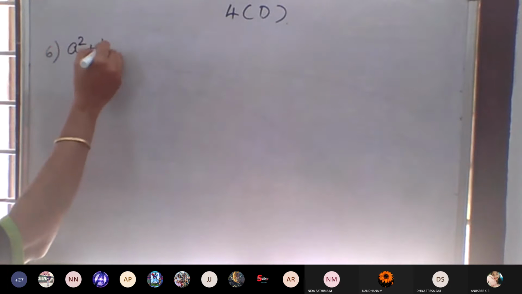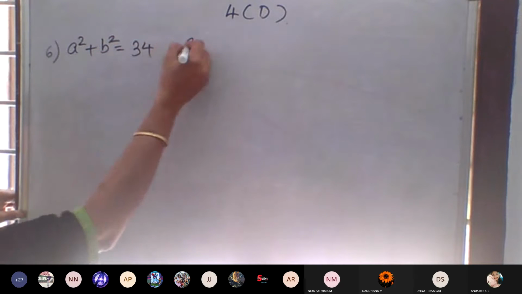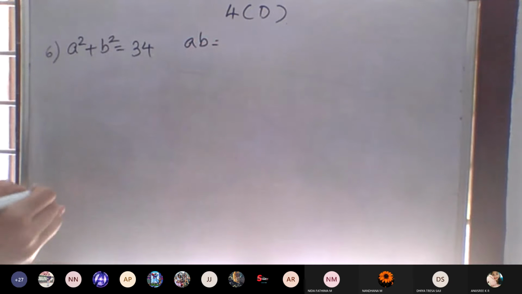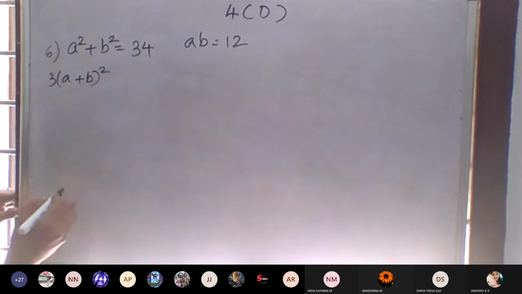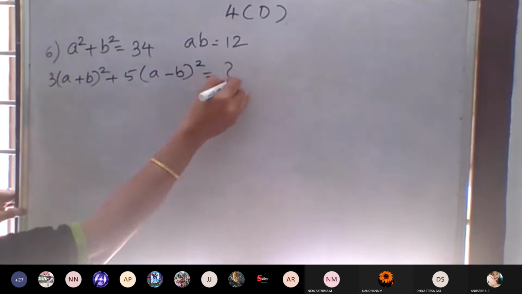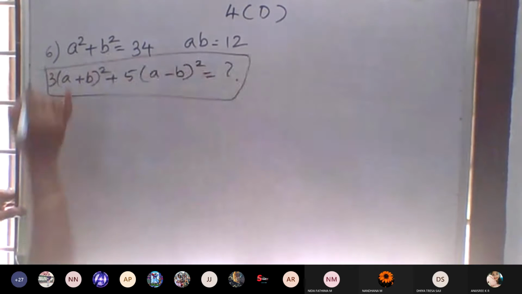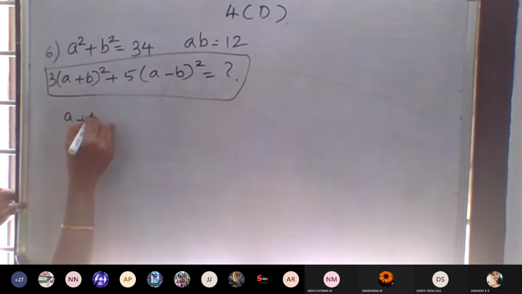A square plus b square we have what? That we can do together. 34. ab is equal to what? 12. We have to find out 3 into a plus b whole square plus 5 into a minus b whole square. So for finding that, first we can do a plus b whole square.